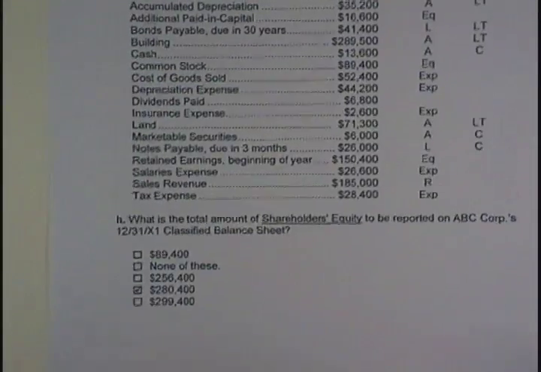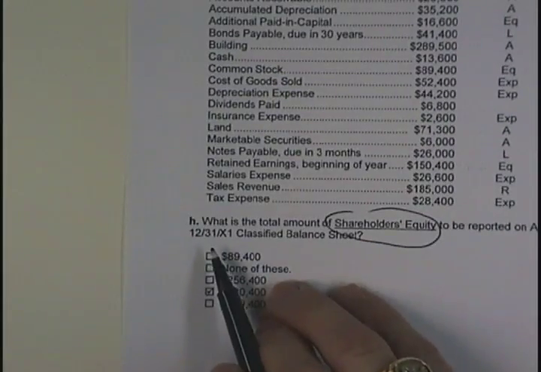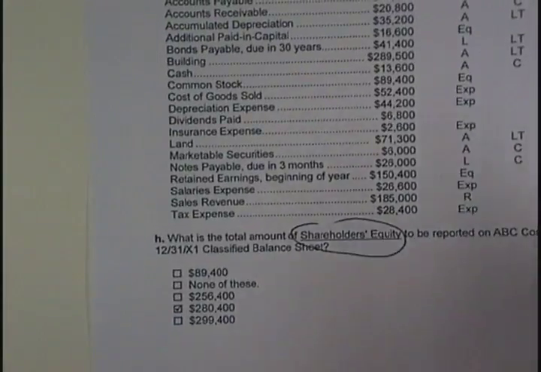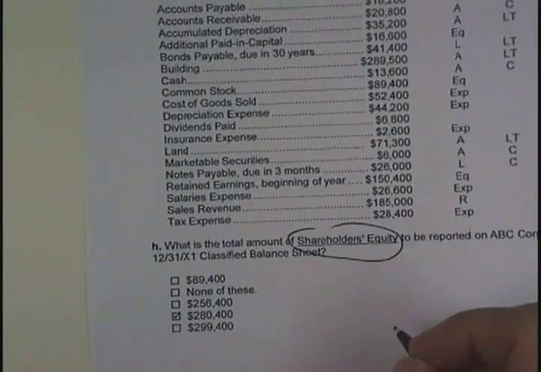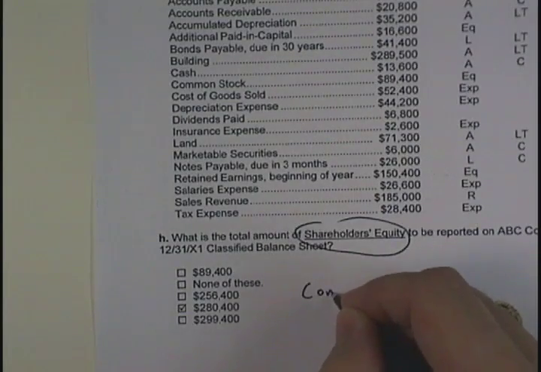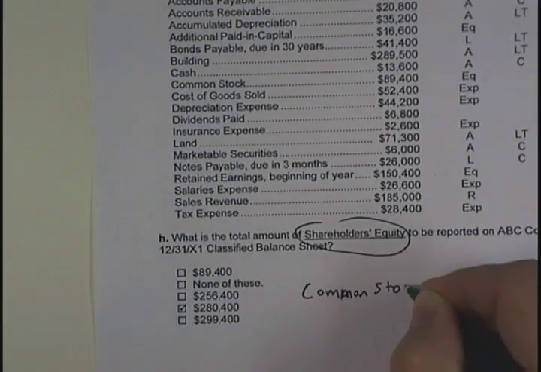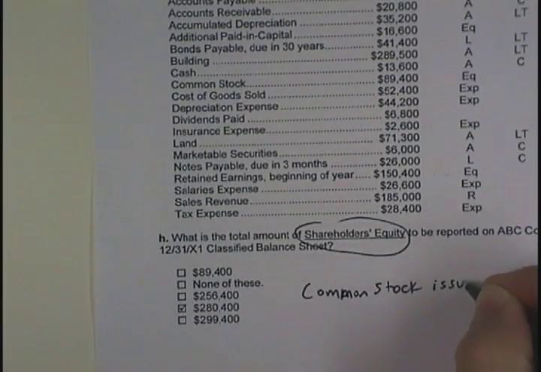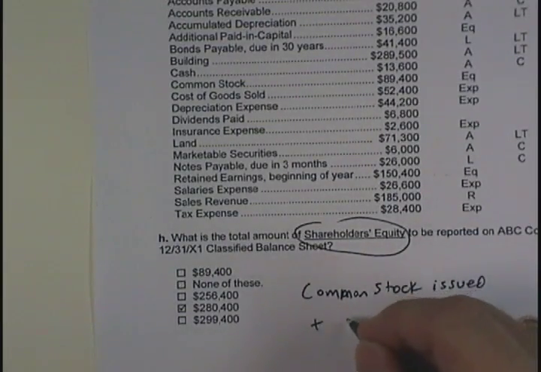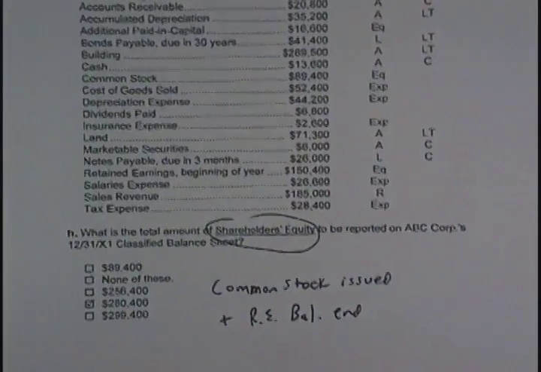In part H, we're asked for the total amount of shareholders' equity on 12/31 year one, in other words, at the end of the year. So that's going to reflect the total value of the common stock issued per the balance sheet, plus the earnings that have been retained through the end of that year.